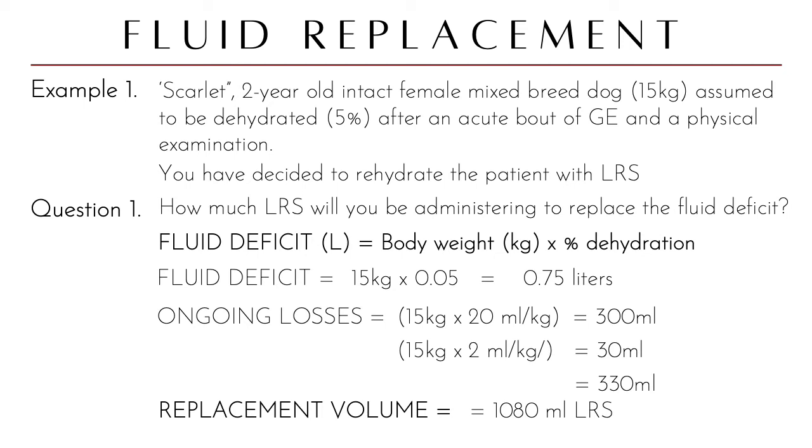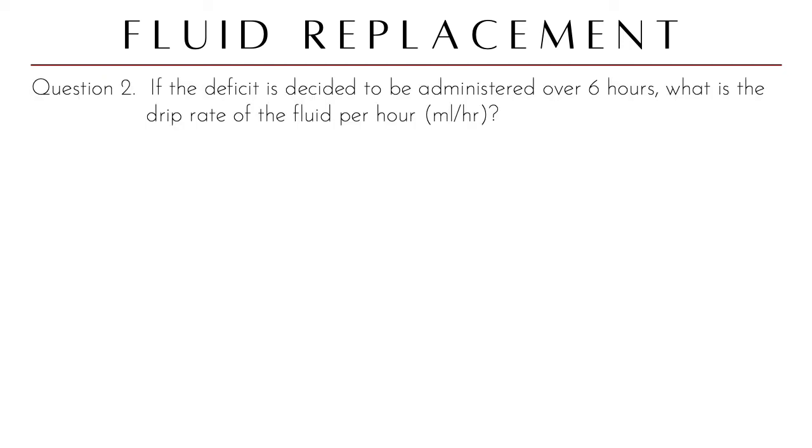How did I get 1080 ml? You add the fluid deficit and the ongoing losses. Your fluid deficit is 750 milliliters plus 330 milliliters of ongoing losses. That's 1080 ml of LRS. All right. Now, next question.